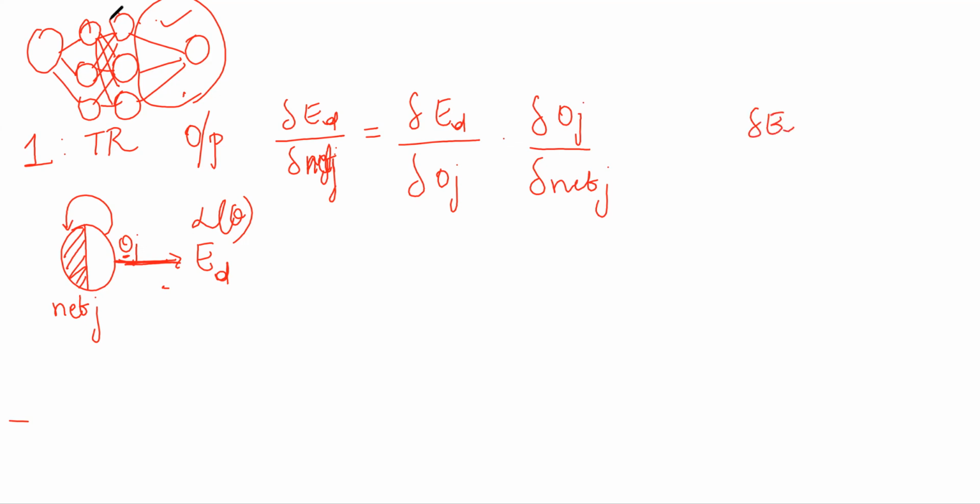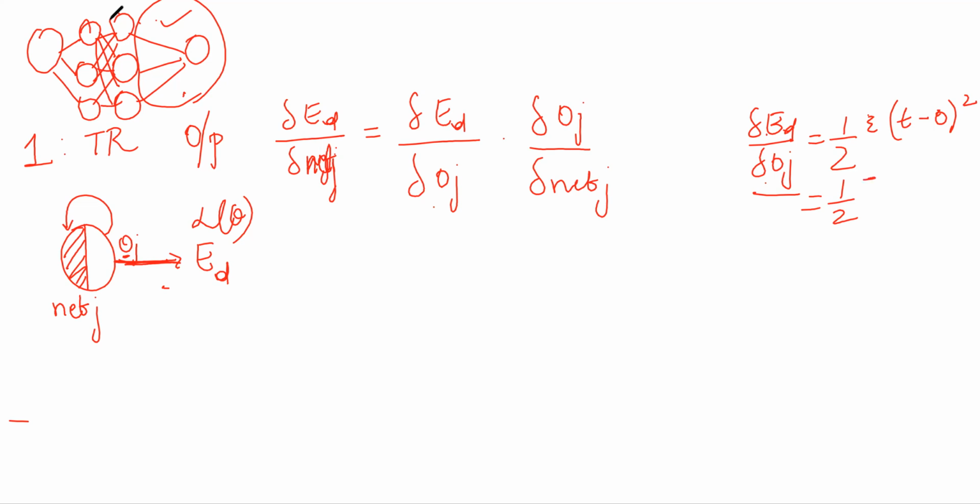The two operations I've written over here, and we already know delta ED with respect to delta OJ is basically 1/2 summation of (T minus O) the whole square, because this is what a loss function is. I already know this value, so I can substitute that value in this. I have to get a partial derivative of this, which is equal to 1/2.